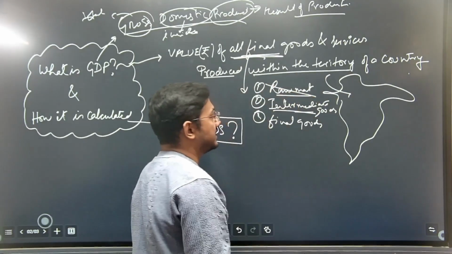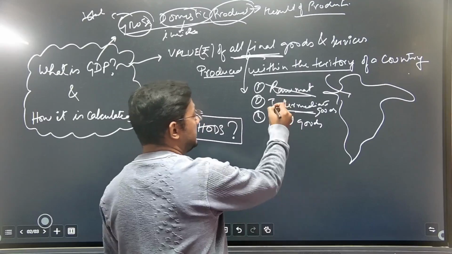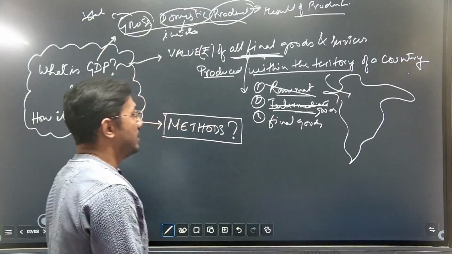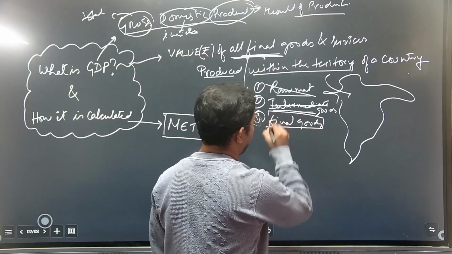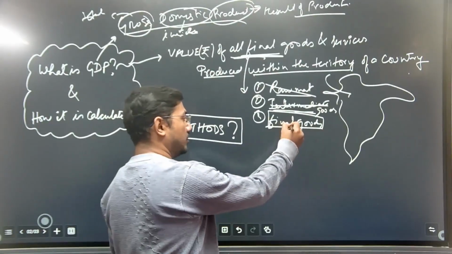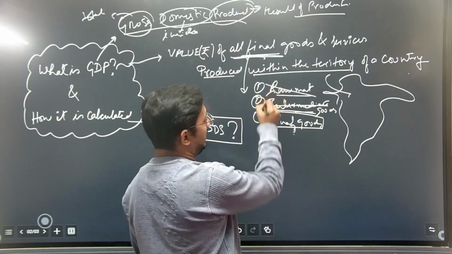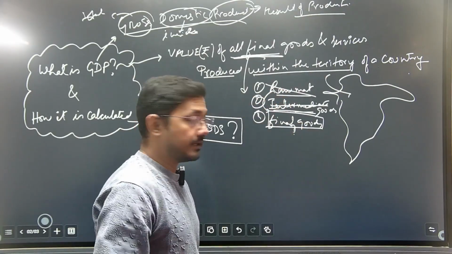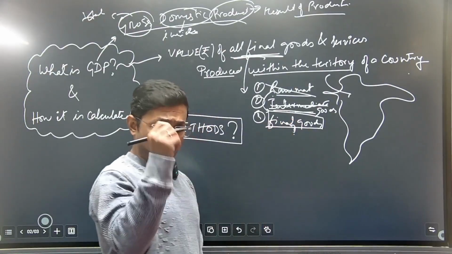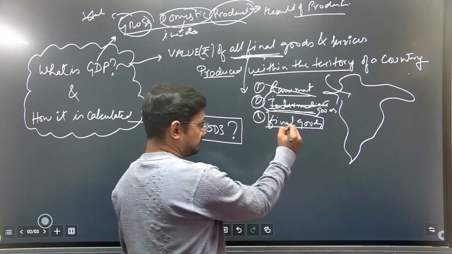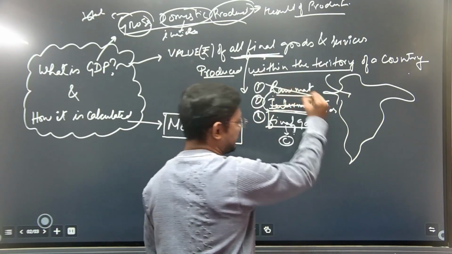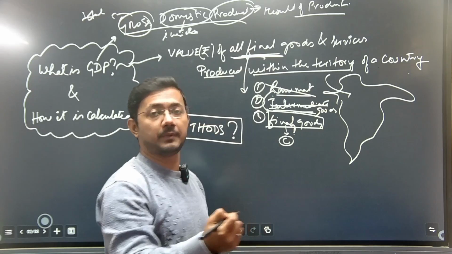Neither raw material is considered for calculation of GDP, nor are intermediate goods calculated into GDP. Only the final goods are calculated. Now, why only final goods? Because the final goods already contain the value of the raw material. If we include raw material and intermediate goods along with final goods, what will happen? The value of final goods we will consider. If we consider these two, there will be overlapping of value.